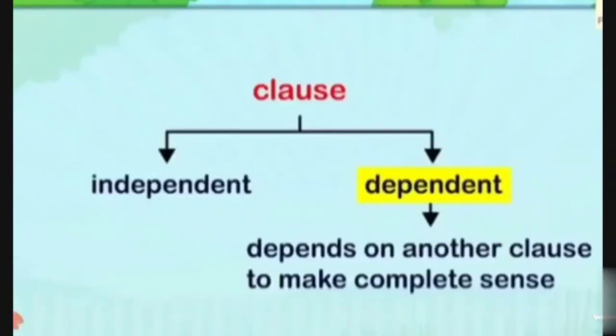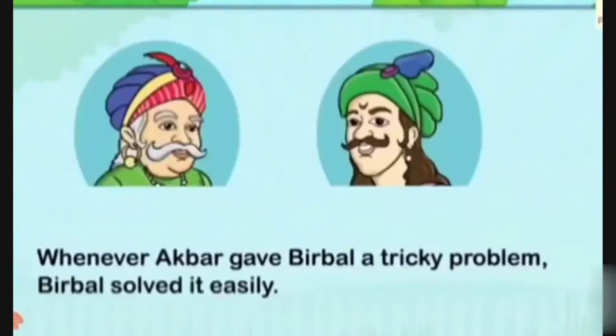Now we will see the second part of clause, that is dependent clause. It depends on another clause to make complete sense. So it cannot stand alone. It needs to depend upon another part of the sentence to stand. So let's see one example. The same example that we saw previously, same example we can take. Whenever Akbar gave Birbal a tricky problem, Birbal solved it easily.